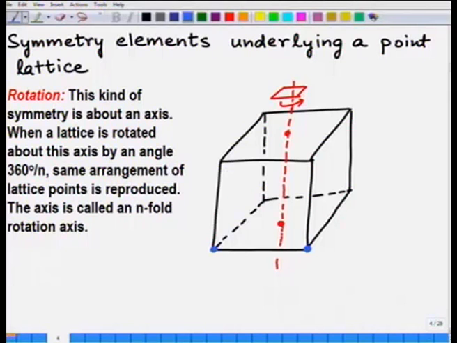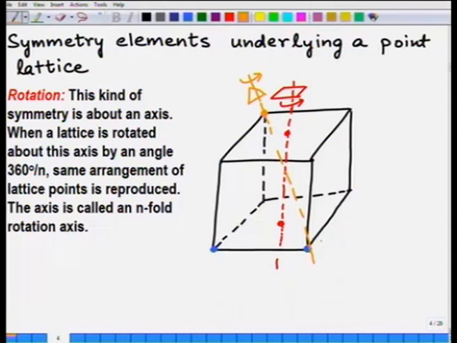Similarly, you can see a three-fold rotation axis. I can show you a three-fold rotation axis along the body diagonal. If I draw a body diagonal like this and try rotating about it, this is a three-fold axis. If you rotate it by 120 degrees, you will generate basically the same structure.